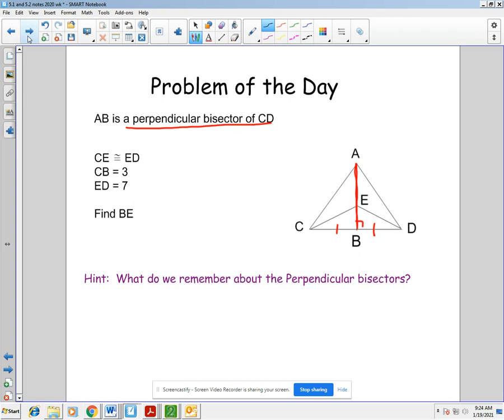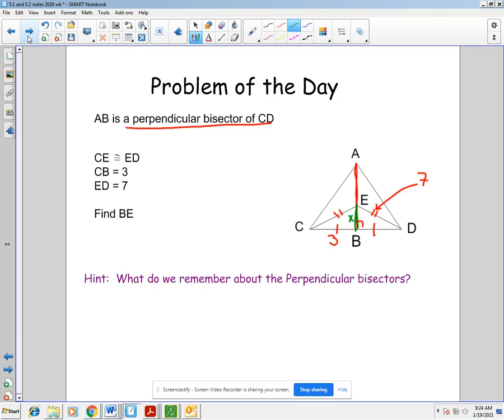What do I know? CE is congruent to ED. Okay, CB is equal to 3 units, and ED is equal to 7. So this segment over here is equal to 7 units. The question is, how long is segment BE? So in other words, I am looking for this segment in green. So that's your X. Okay?